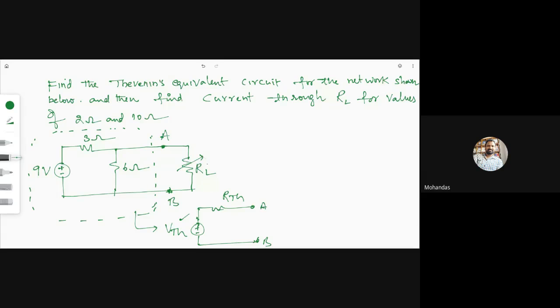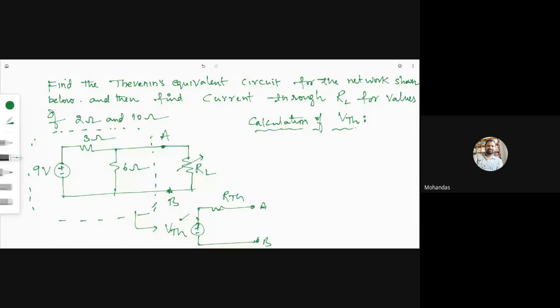I have already given the procedure to calculate V Thevenin. So step one, calculation of V Thevenin.